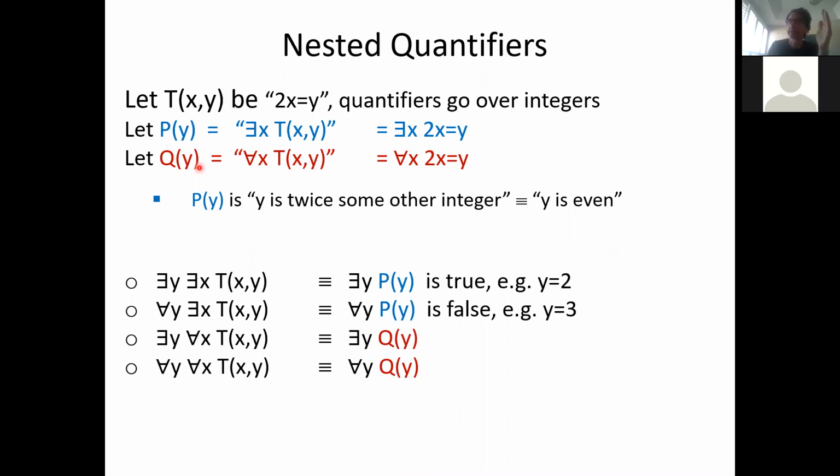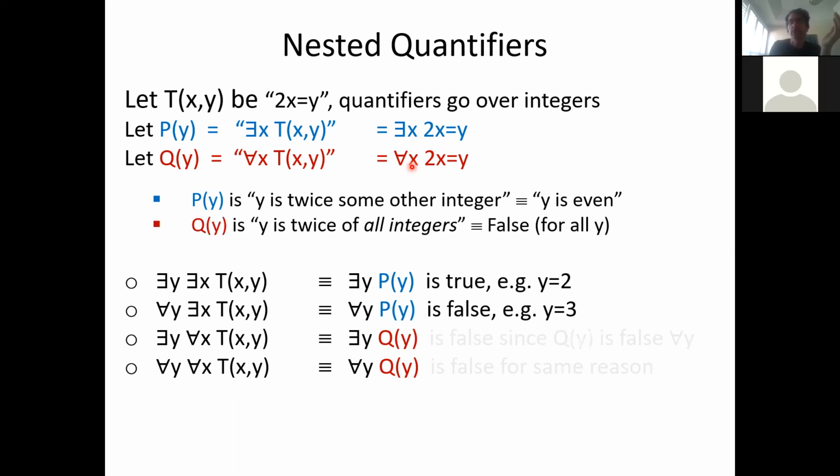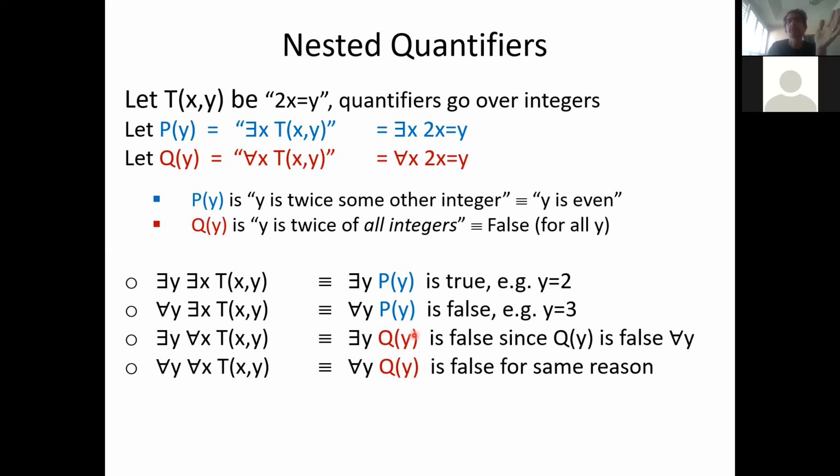Now, that's a crazy predicate, right? There are no integers such that this predicate is true. Because for q to be true about some y, it has to be that y is twice all other integers. And you know that that cannot be true about any integer, that's twice all others, right? So it's a false predicate. So whether you say that there exists a y for which it holds, or that for all y's it holds, it's false either way.